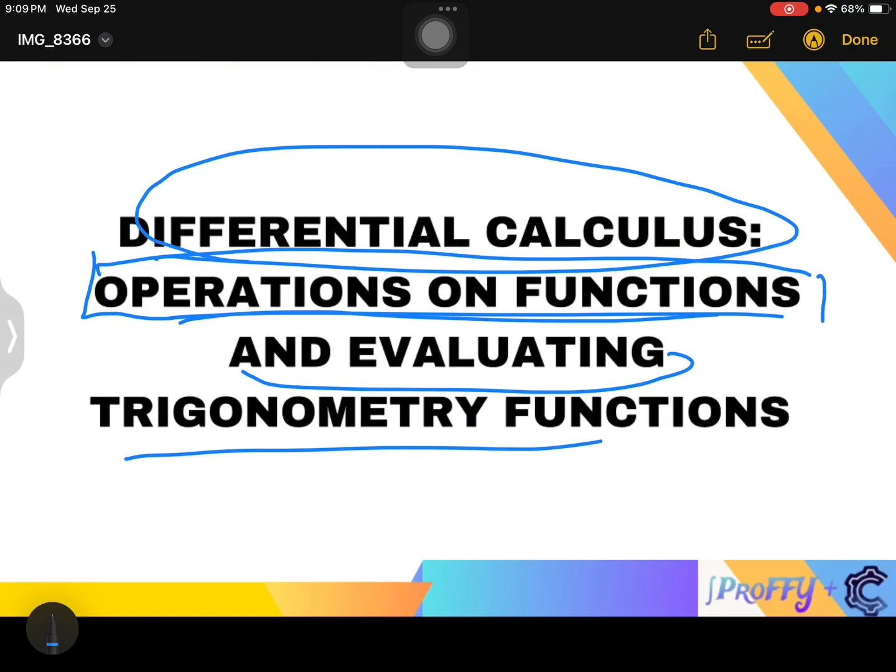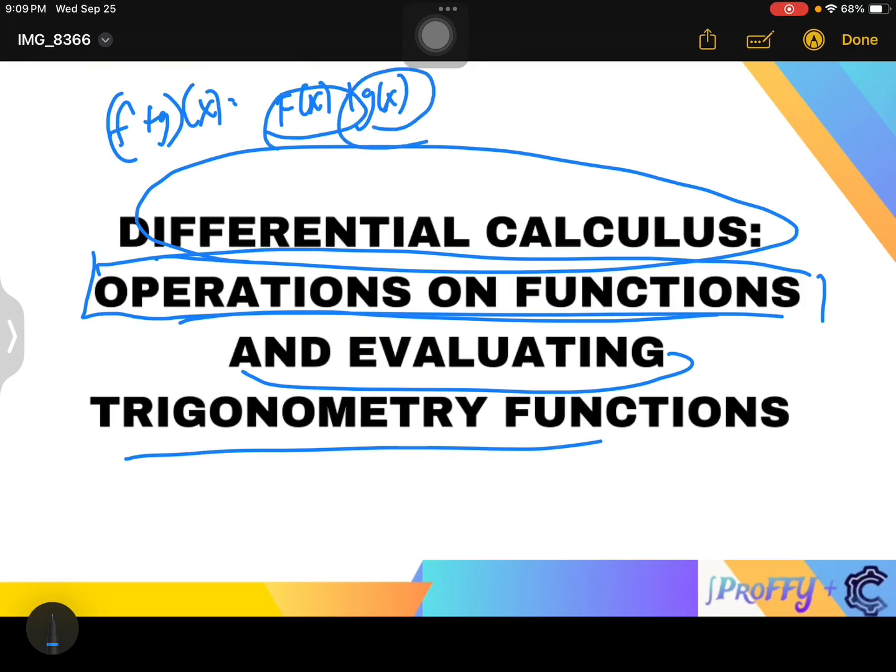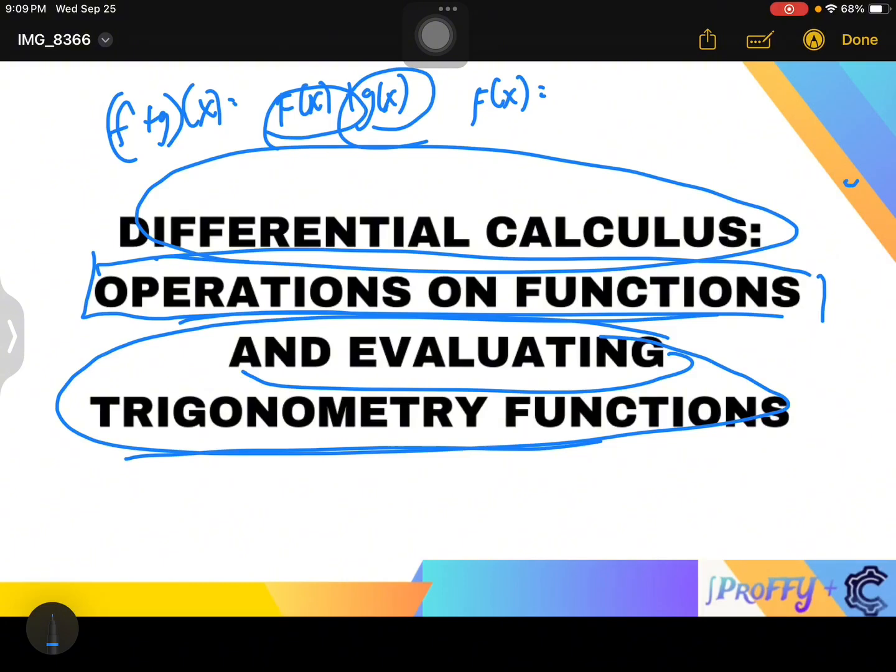Gets? So ganito yan. If f of x plus g of x is equals to what? F of x plus g of x. So, itong f of x and g of x is merong mga value yan. Gets? And then sa evaluating of trigonometric functions naman, if f of x is equals to what?